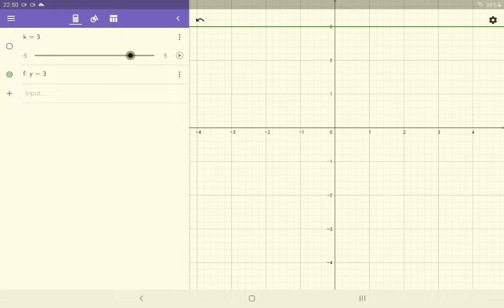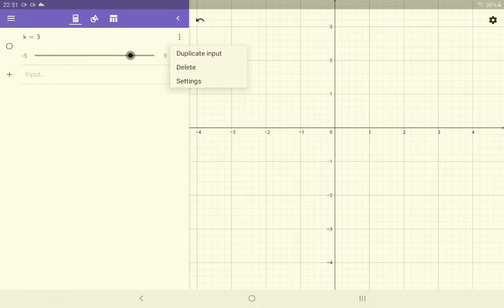This is your first function, the constant function. On the left hand side you can see f is the function y equal to 3, and 3 is nothing but our constant. So let us see the second function, which is known as the identity function.